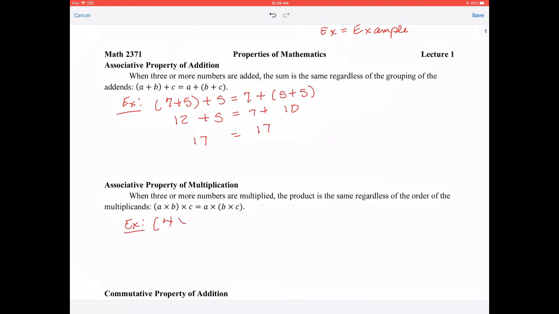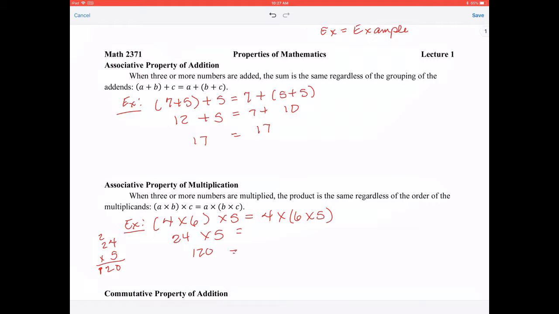So for the next one, we're going to have 4 times 6 parentheses times 5, and that has to equal 4 times parentheses around 6 times 5. So 4 times 6 is 24 times 5. And now I'm going to go over to the side and write that vertically because that makes more sense to me. So 4 times 5 is 20, and 2 times 5 is 10, plus the 2 gives us 12. So the left side is 120.